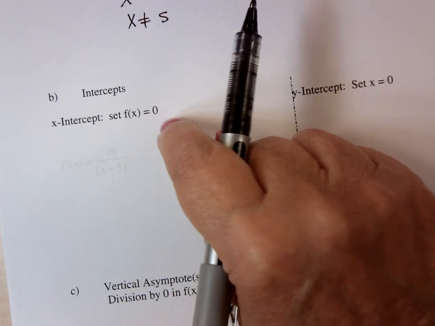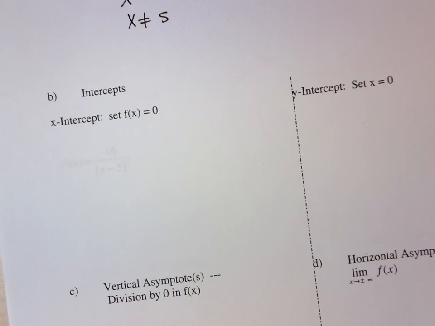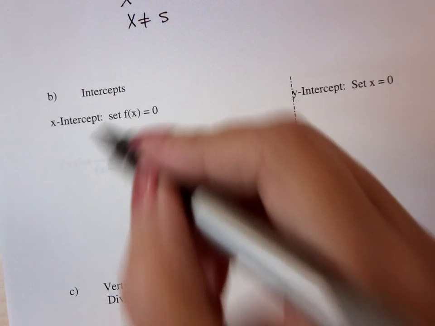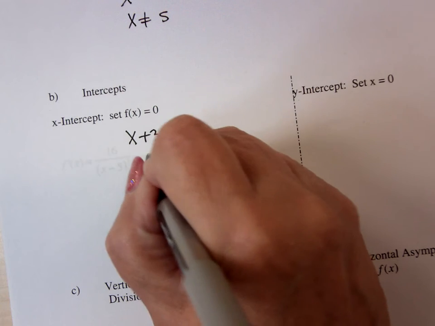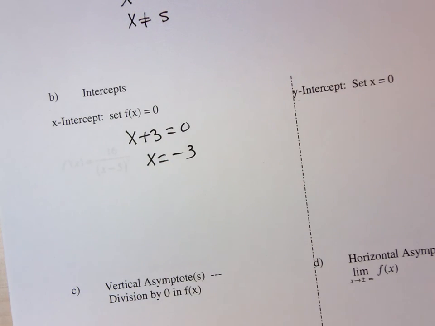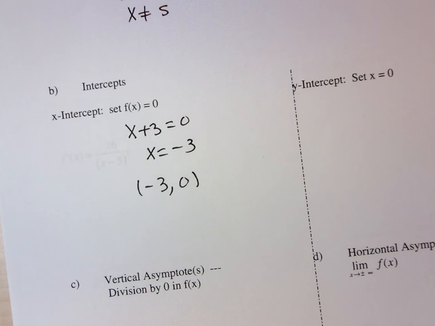Now x-intercepts is where f of x equals 0. That's where the numerator equals 0. Because remember, where the numerator equals 0 is essentially where you're going to have x-intercepts, where the denominator equals 0 is where you've got VAs, or potential VAs. So that's where the numerator equals 0, or x plus 3 equals 0, or x equals negative 3. So I do have an x-intercept at negative 3, 0. Only one, that's nice to know.